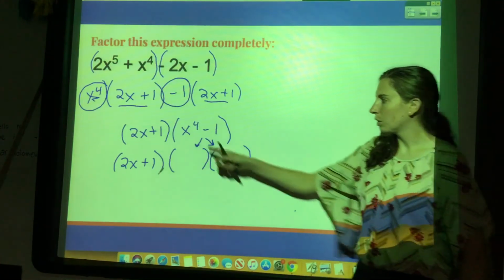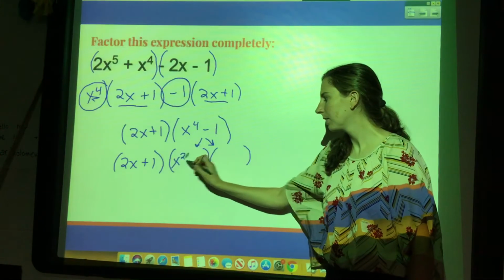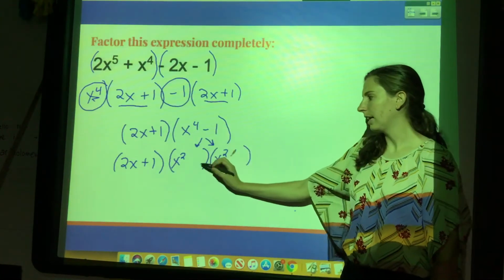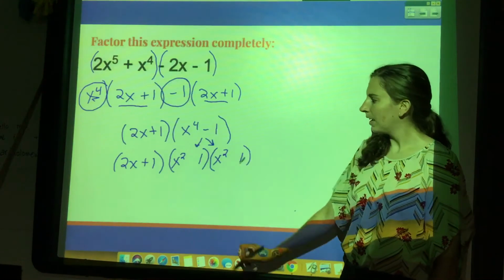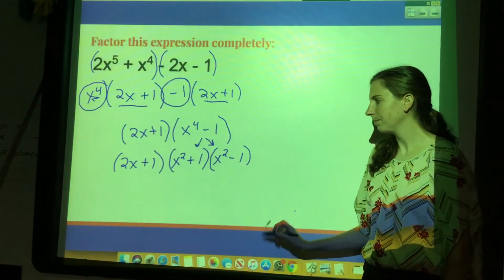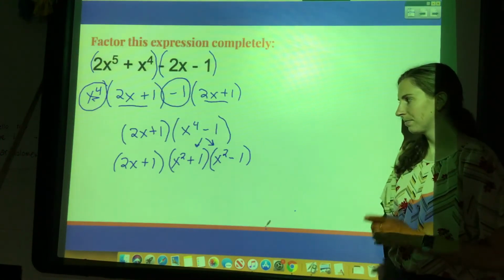All right, so what's the square root of x to the 4th? That would be x squared. And what's the square root of 1? That would be 1. And then make 1 plus and make 1 minus. And we're actually still not done.